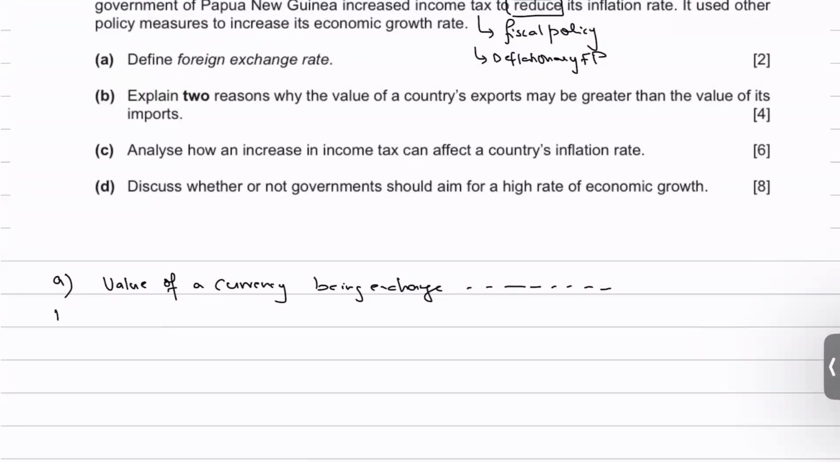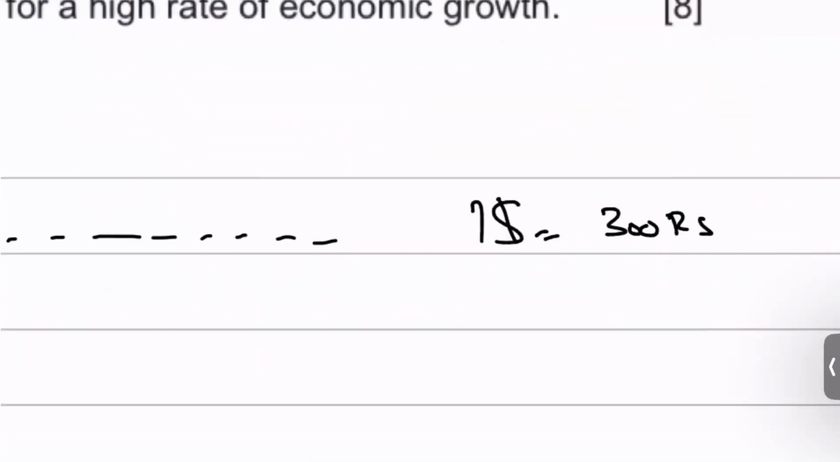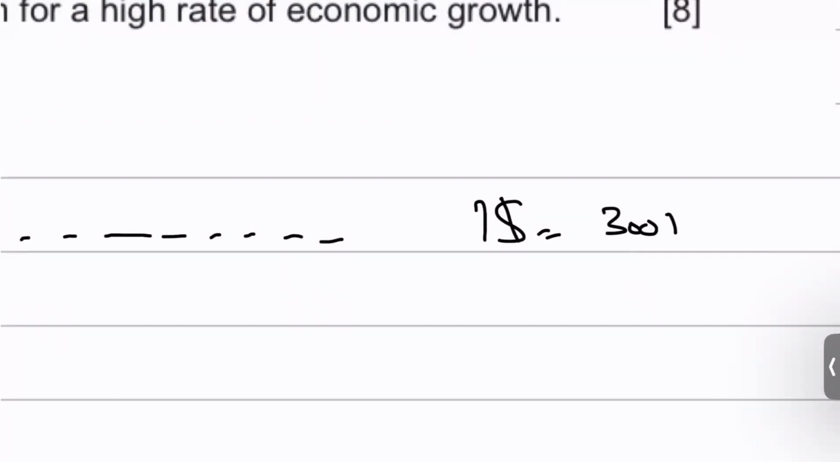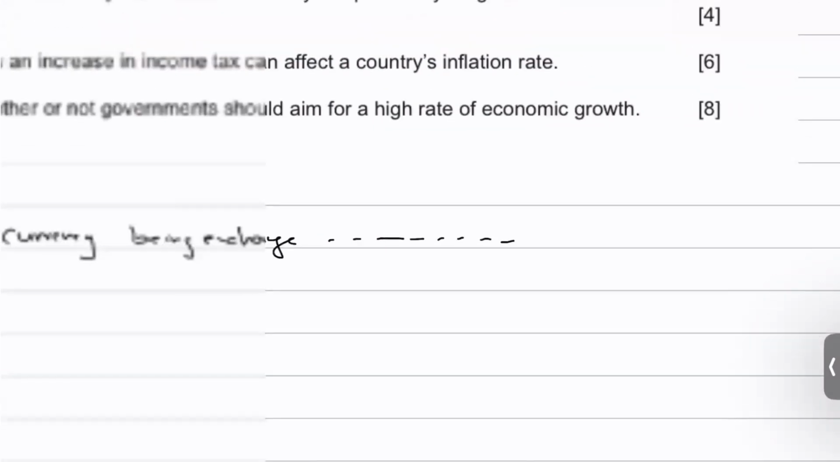Part B says, so for example, just to let you know, a dollar, let's suppose, is worth 300 rupees. So that's the exchange rate of a dollar to rupees. Like if you sell $1 to buy rupees, then you will be able to buy 300 rupees. If you sell 300 rupees, you'll be able to buy a dollar. So it's telling us what is the value of a dollar in terms of rupees. So the value of $1 in terms of rupees is 300, and the value of 300 rupees is equal to $1. So it's just telling us the value of a currency in terms of the other currency.